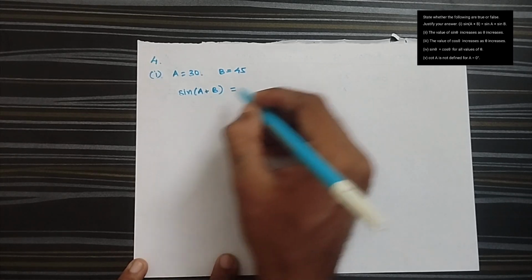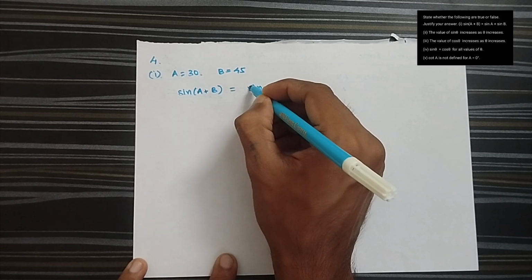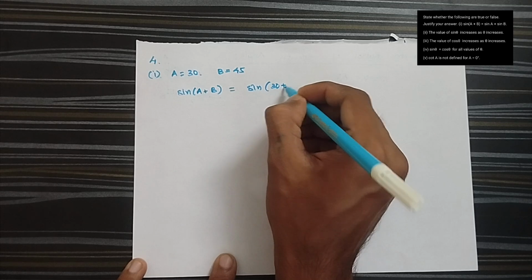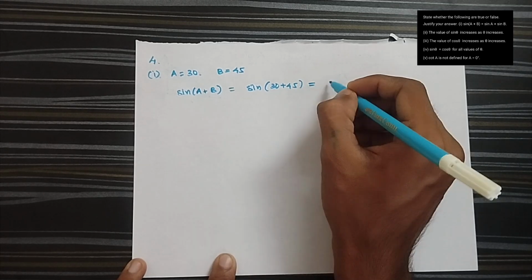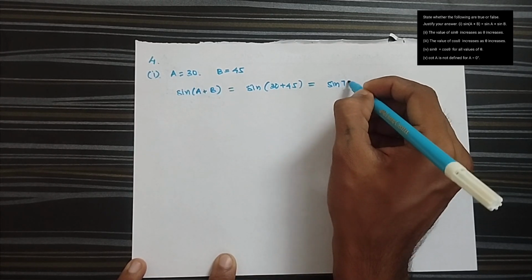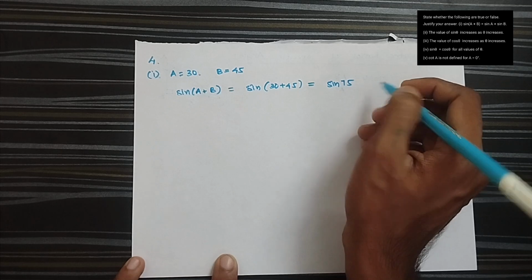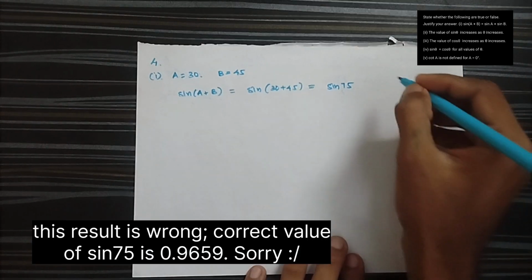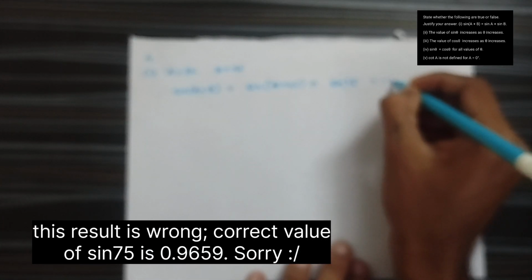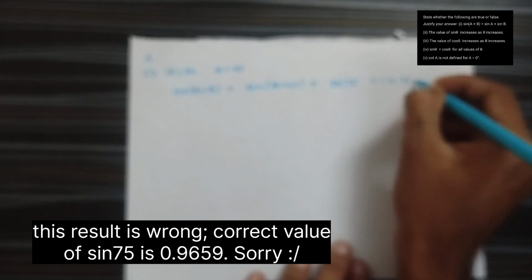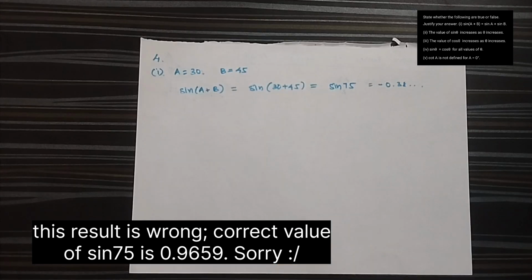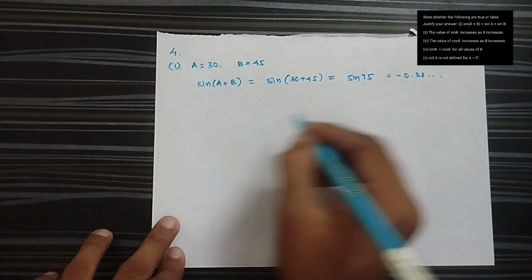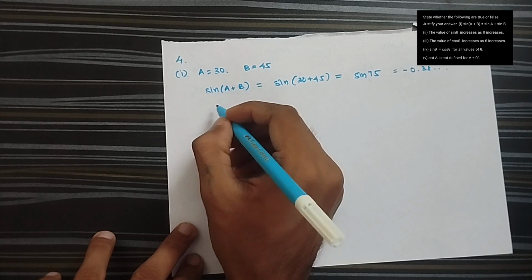So sine a plus b would be sine of 30 plus 45, which would mean sine 75. This is not a specific angle, we don't know the correct value of it. But that's not really necessary to solve this question.